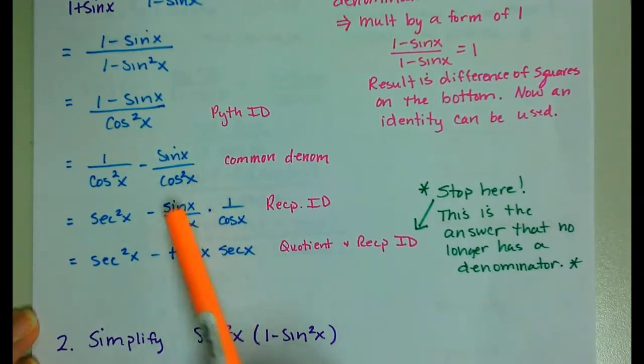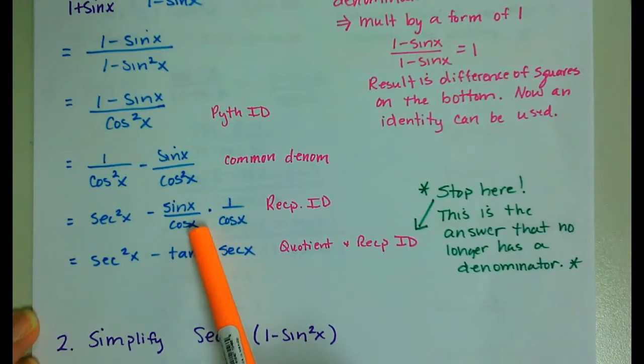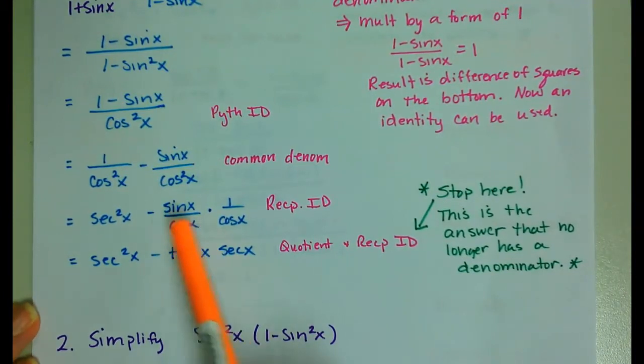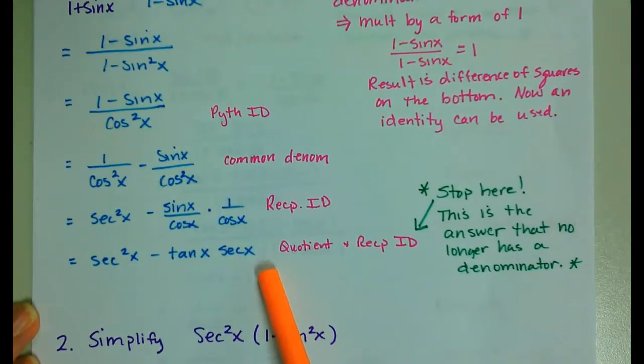Okay, so the purpose of this, remember, is splitting it up because we're trying to get rid of the fractions. So what happens now is we have this secant squared x here. We have a quotient identity here, so that's just minus tan x. We have a reciprocal identity here, so now it's just secant x. And you can see at this point there are no fractions. I am finished. Stop here.